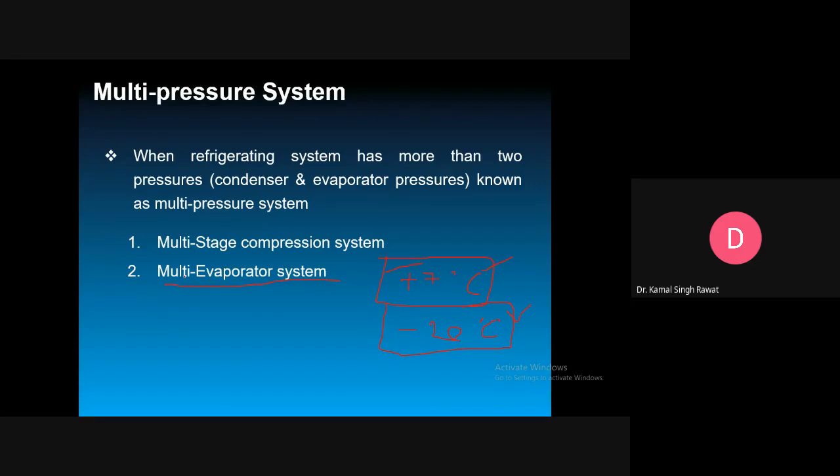So such systems are known as multi-evaporator systems, in which we are maintaining refrigeration at two different temperatures. Okay, so we have understood the single stage system, multi-stage compression system and multi-evaporator system. The third one is the cascade system. In the cascade system, we have two single stage cycles and we couple those two single stage cycles. Okay, and in the cascade system, we can attain a temperature up to -150 degree centigrade.